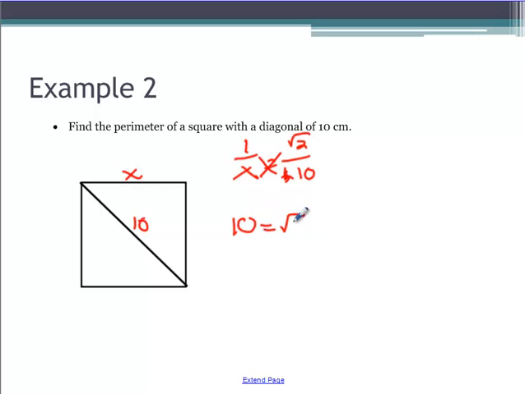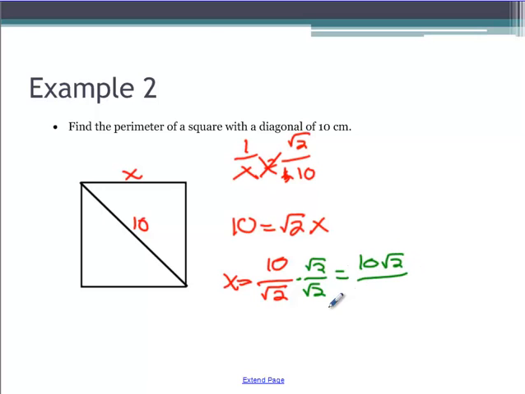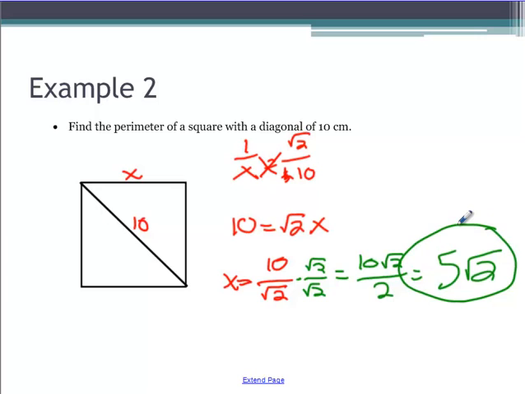Sorry, let me rewrite that. 10 equals square root of 2 times x. So x is 10 over the square root of 2. We can't leave a square root of 2 in the denominator. So because we can't have a square root of 2 in the denominator, we have to multiply by that square root. And this is actually the one we did in our warm-up. So 10 root 2 over square root of 2's times each other is 2. So we get 5 square root of 2.